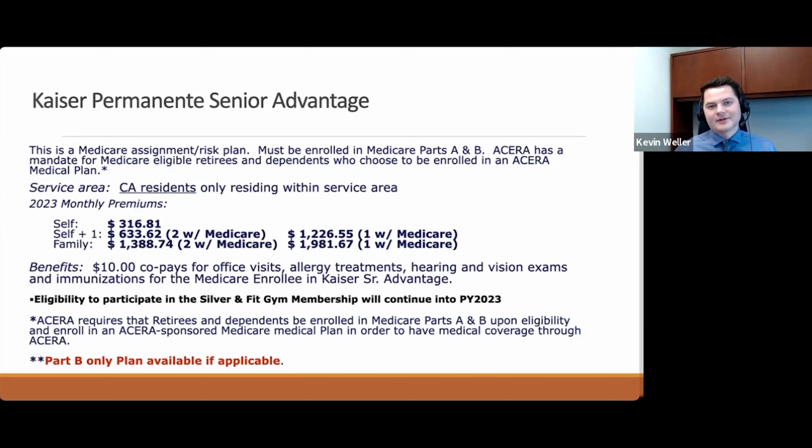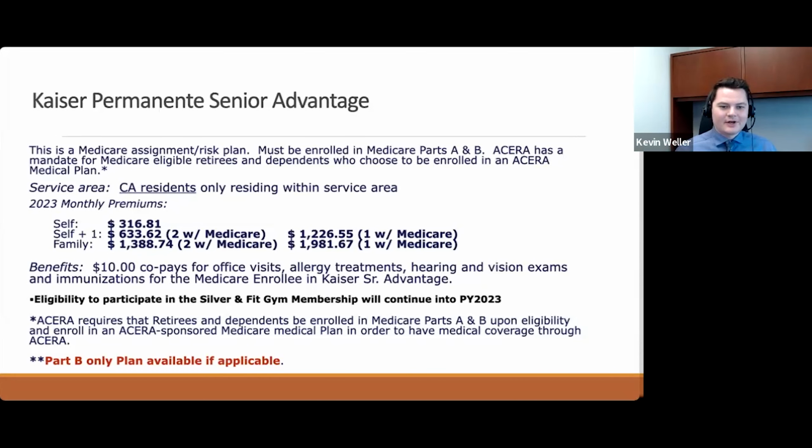And the important thing to note is that the premium will still be considering the difference in those two things. One part of the premium is Medicare, one part of the premium is non-Medicare. Right. And so we also have some examples here too, the family plan. So if you have a family plan where you have two individuals with Medicare and one without, then you will have this cost, the $1,388.74. And if you're the only one with Medicare and the rest of your family is non-Medicare on this plan, that is the total cost there, $1,981.67 per month.